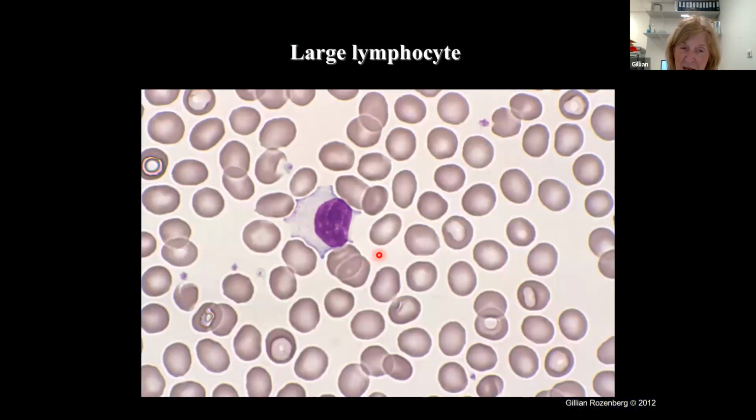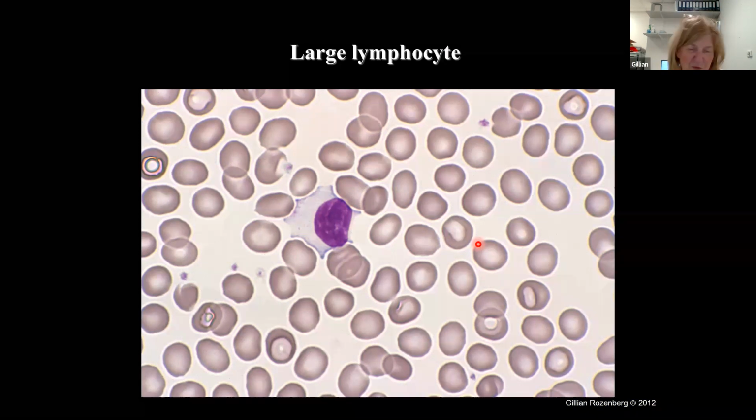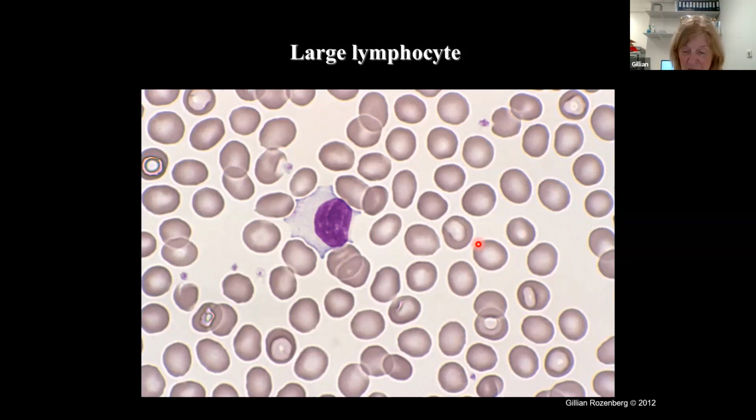I'm afraid I must apologize because this is not a very good image of a large lymphocyte. They don't usually have cytoplasm flowing like this. But once you've set this workshop in concrete, it's a lot of work to get rid of it and replace it with a good one. But that's a large lymphocyte. As I said, 5 to 15% will be on a normal blood film.